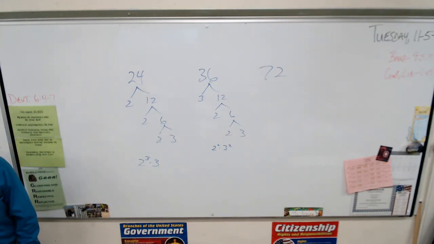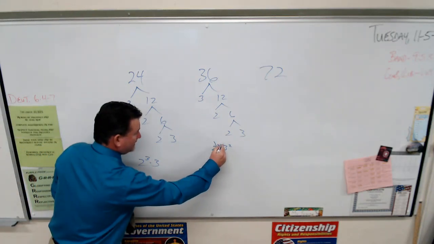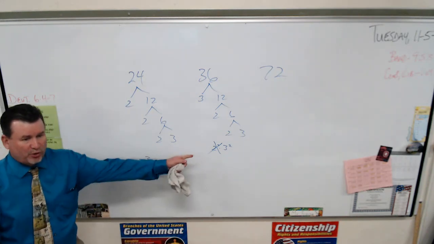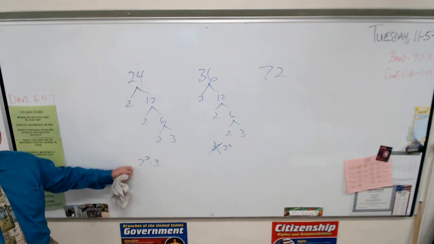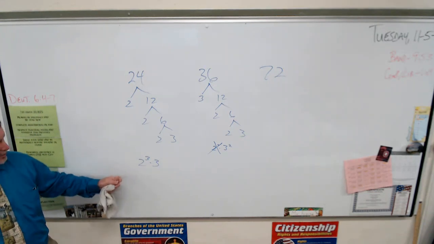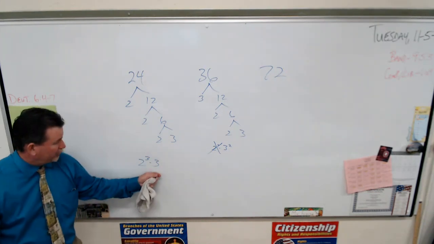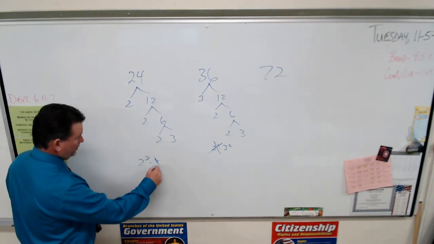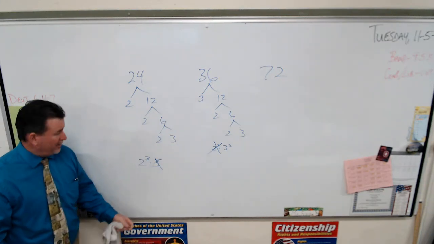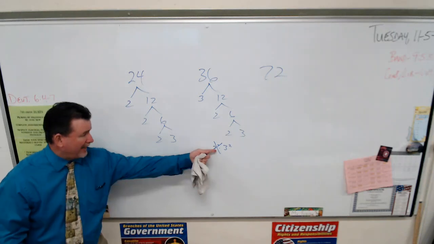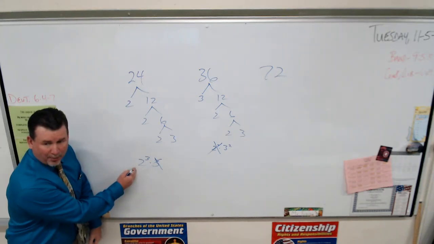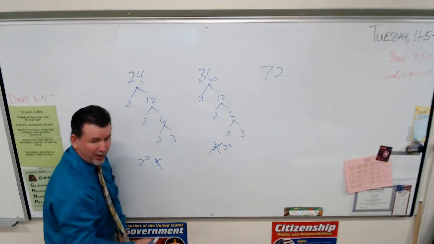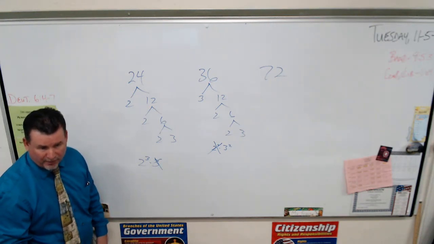2 cubed, because it says you got to use the highest power of each. This guy's out because he's only squared. He trumps him. He's 2 cubed. I've got a 3 squared and a 3. Who's out? This guy's out. I haven't even done 72 yet, but I already know this guy's out and that guy's out. Because this is a higher power of 2, and that's a higher power of 3. You with me so far?